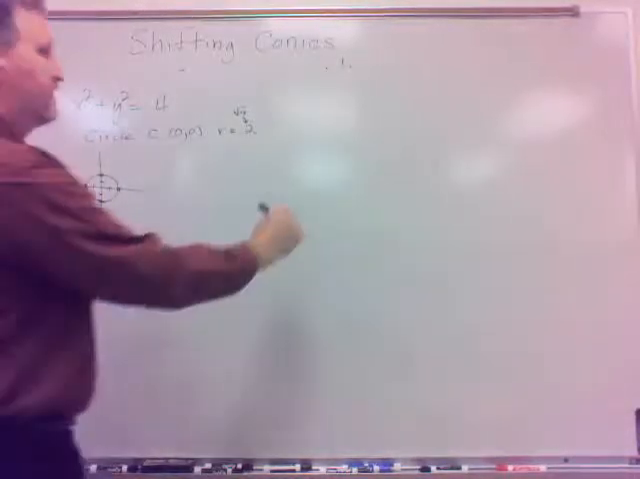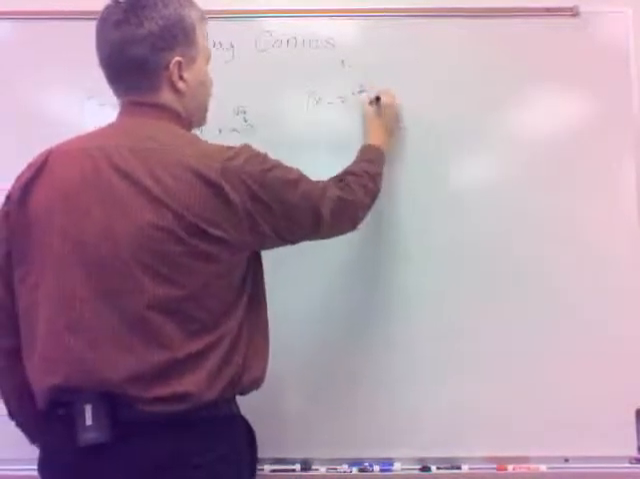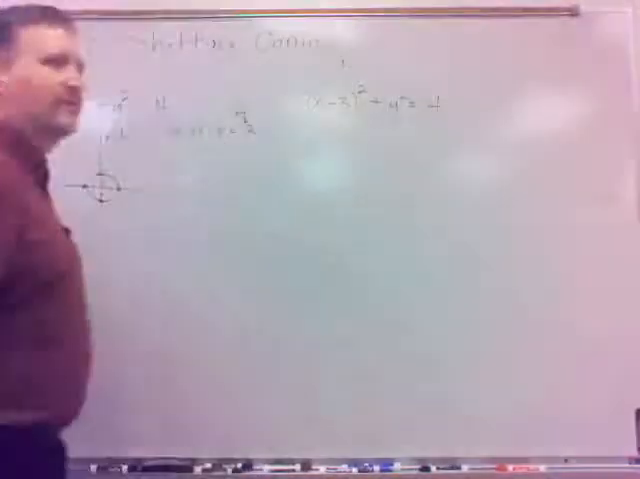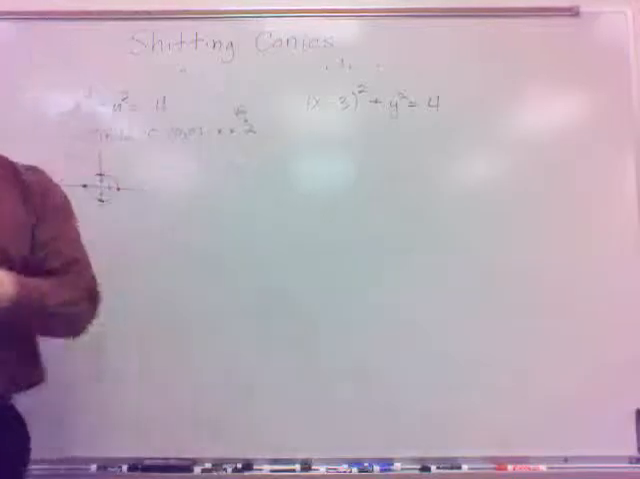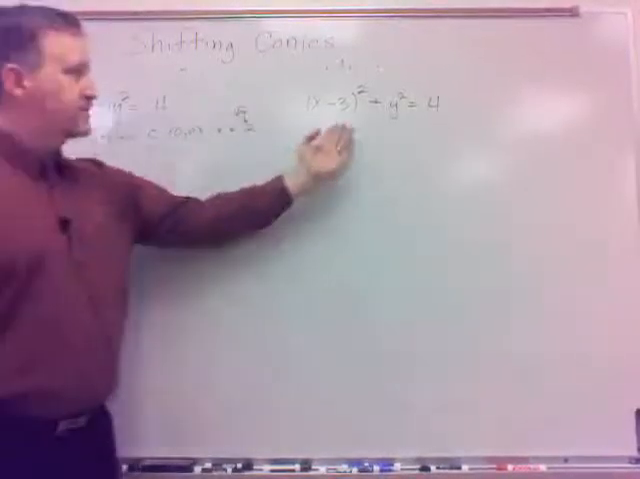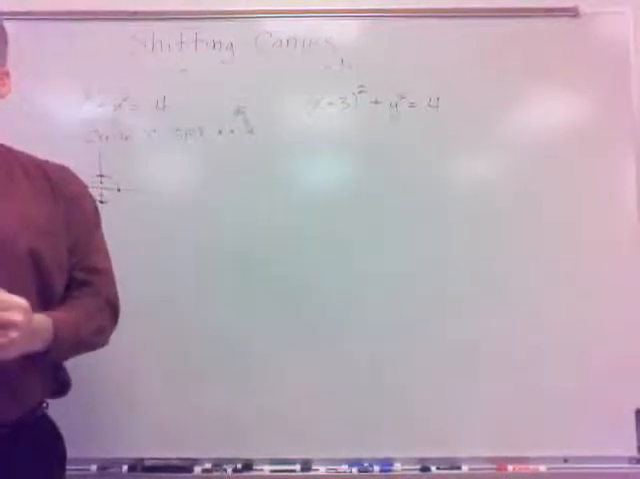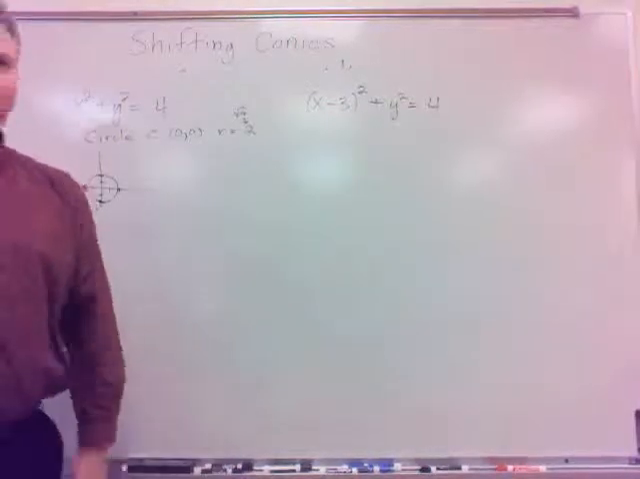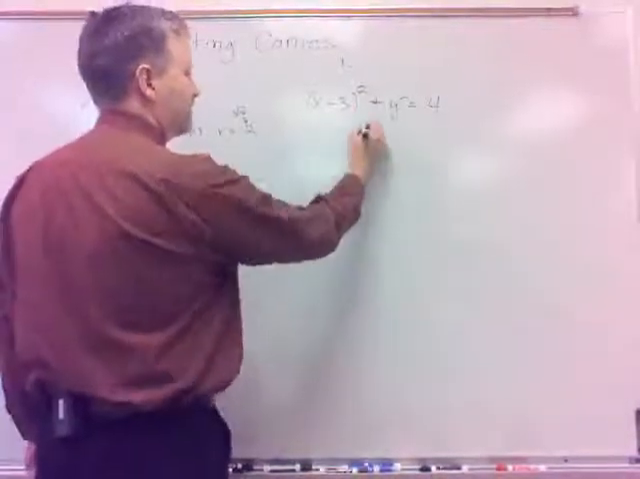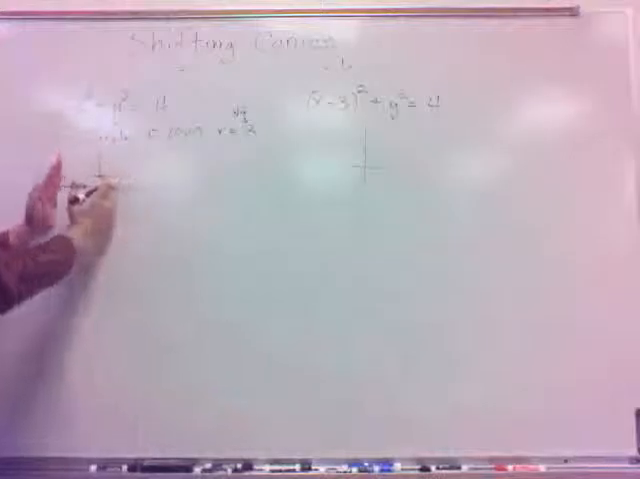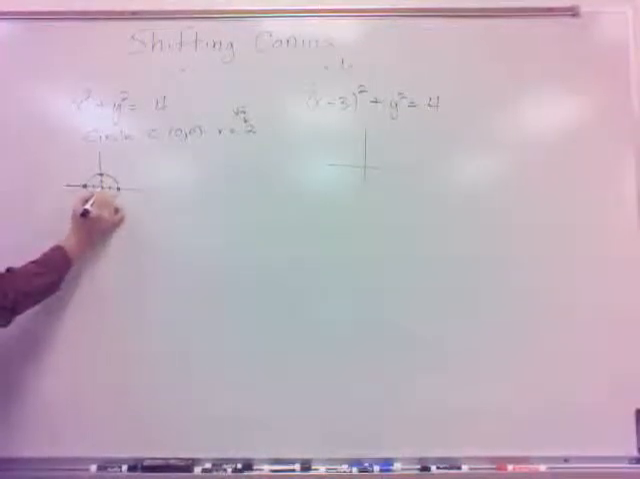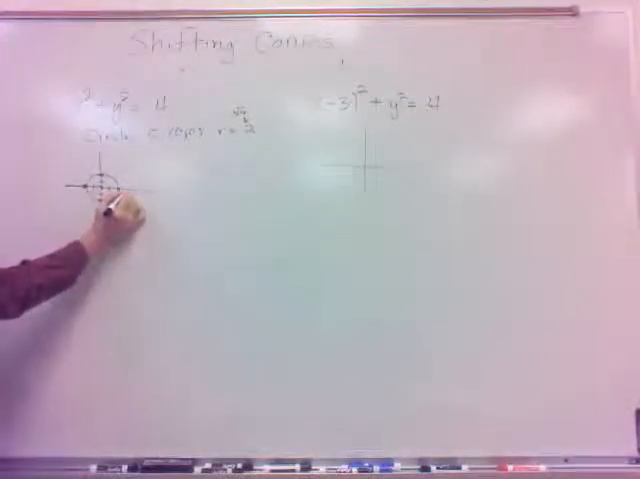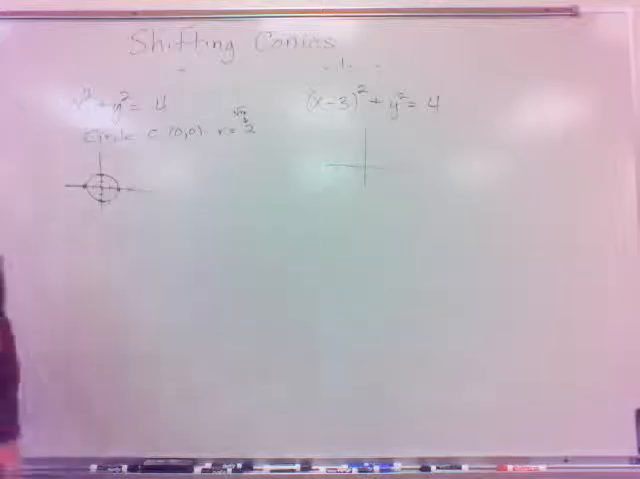Well, if I took (x minus 3) squared plus y squared equals 4, what do you think happened there? The very same thing happens there that happened on the parabola. This is going to cause the graph to shift how? 3 units to the right. So I'm going to take this circle 3 units to the right, and specifically think about the center first of all. If I shift it 3 units to the right, that's going to put the center right there at (3, 0).